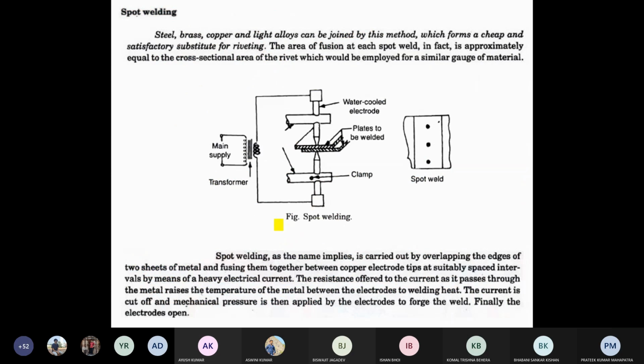Then we should discuss spot welding. It's another example of resistive welding. From the title you can understand what spot welding is. Two workpieces are placed one just above the other. Then clamps are there, and two water-cooled electrodes. One electrode and another electrode, with clamps on both sides for holding the plates. So two plates are there, and you are making the weld.